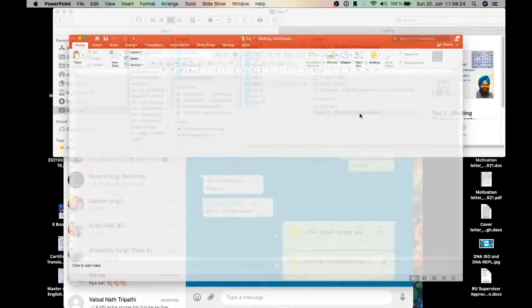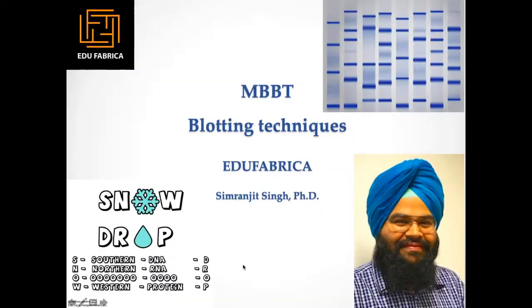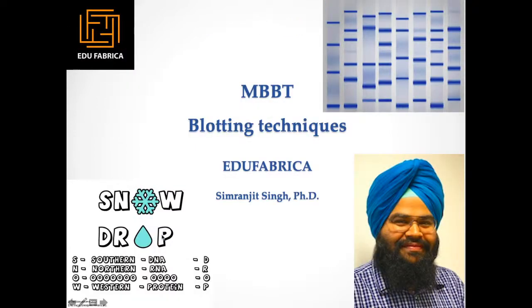So this was not asked in this group, but I am just teaching you for your betterment. Always remember, in the blotting technique, there is a thing called SNoWDRoP. S for Southern, N for Northern, W for Western, and D for DNA, R for RNA, P for protein. So Southern blotting is done to know about DNA, Northern is done to get to know about RNA, and Western is done to get to know about the protein. Remember this forever, it will really help you.